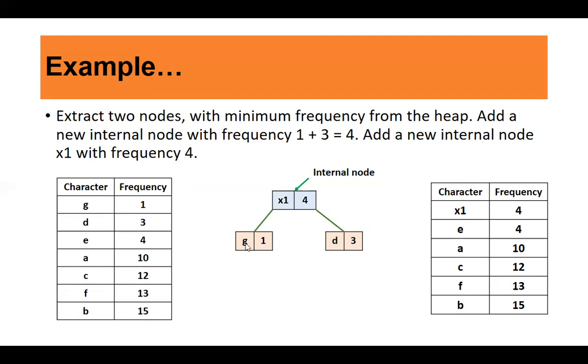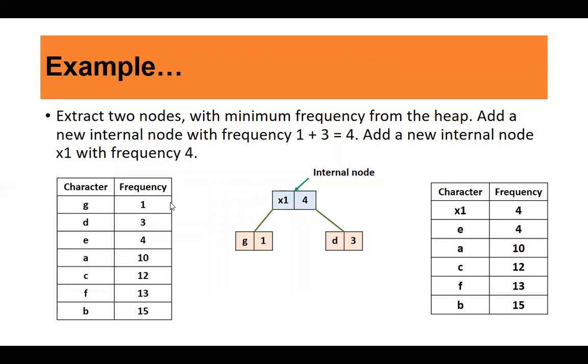So now G is with frequency 1, D is with frequency 3. This is one input node, this is the second input node. You sum up the frequencies of these two nodes and create a new internal node, whose frequency will be the sum of this and this. So 1 plus 3, that is 4, and the new internal node we have named x1. Internal nodes will be shown in blue color and the input nodes will be shown in pink color.